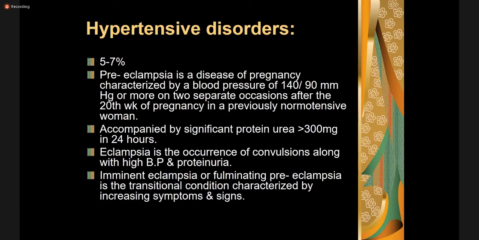Imminent eclampsia or fulminating preeclampsia is the transition condition characterized by increasing symptoms. That means a woman may be having high blood pressure and suddenly she complains of headache, epigastric pain, blurring of vision. So be careful, she's having imminent eclampsia. If you do not control her blood pressure, she might throw a fit. So imminent eclampsia is also dangerous, same as eclampsia. It should be treated like eclampsia.